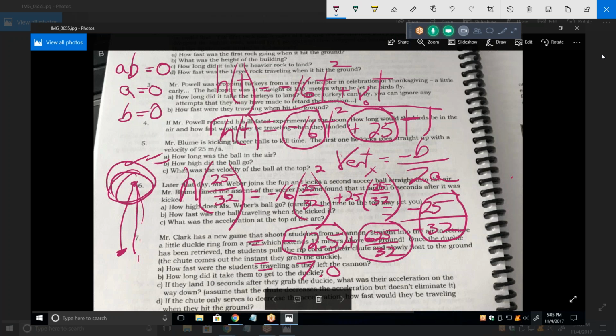That's its height, in meters, because the full equation is going to be in meters. Okay. What was the velocity of the ball at the top? 0 meters per second. Good. Cool.